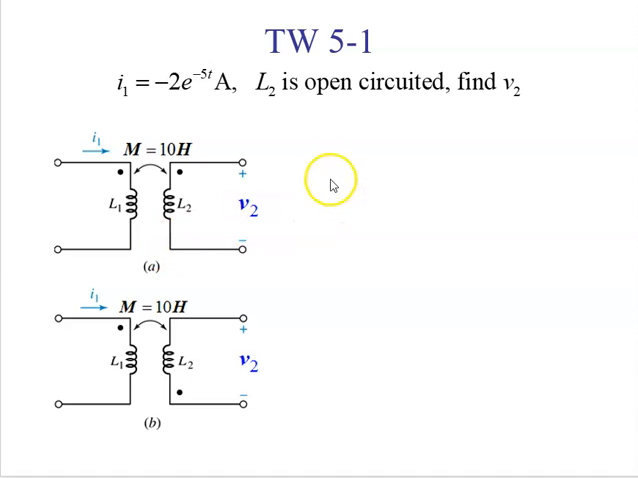So a problem you could try on your own is where you have a current I1 as given, and L2 is open circuited, so find V2. If L2 is open circuited, what does that tell us about the current I2? Make sure you understand that, and then you can determine V2 in these two different scenarios. The difference between the two scenarios is where the dot is. The dot is the same on L1, but the dot is at the top of L2 in A, and the bottom of L2 in B. So give that a try.